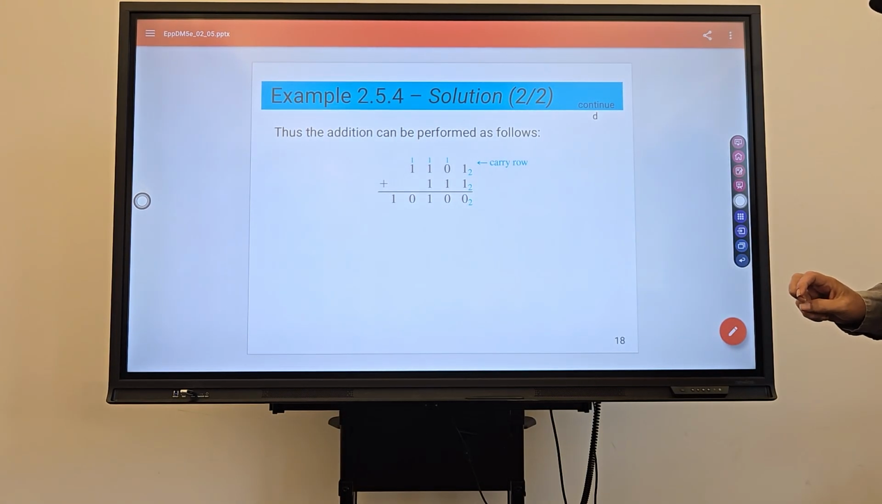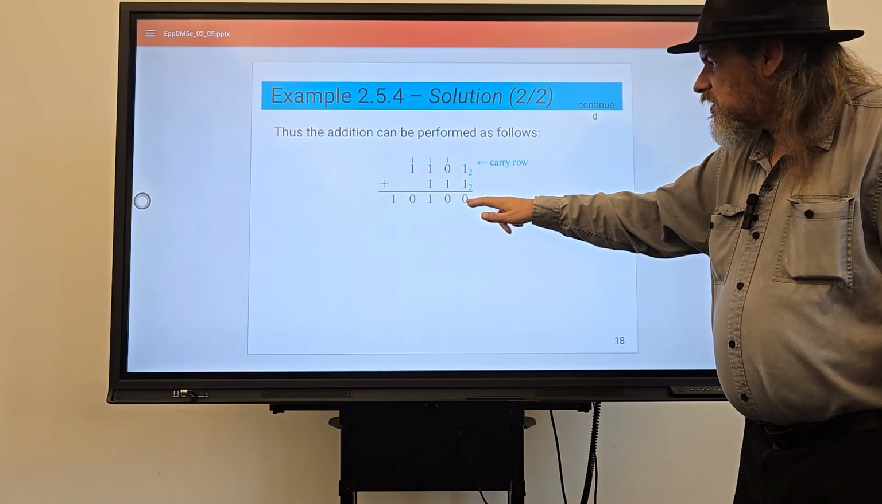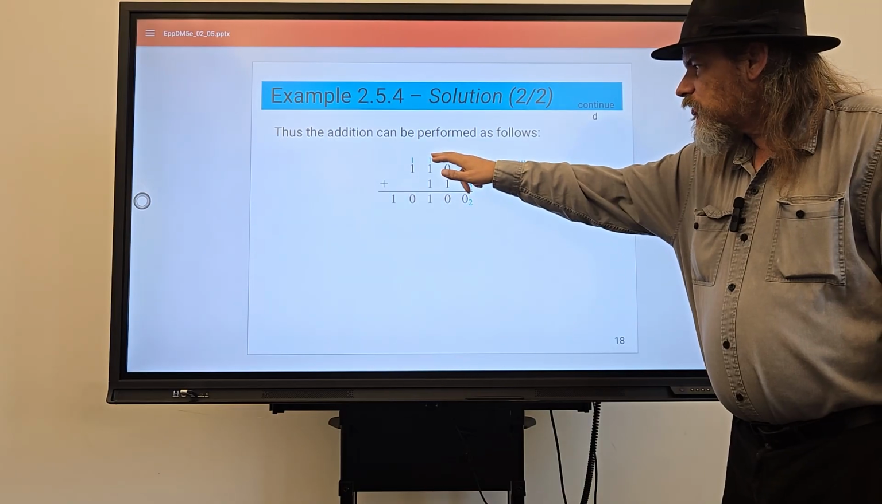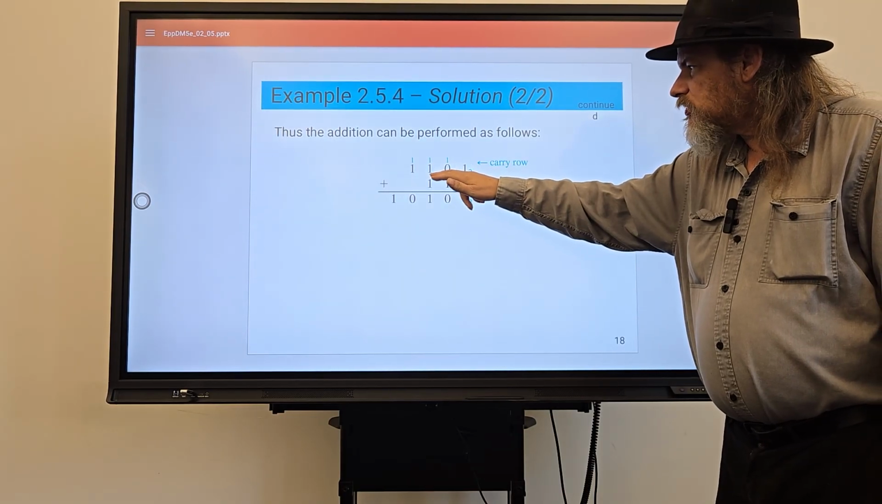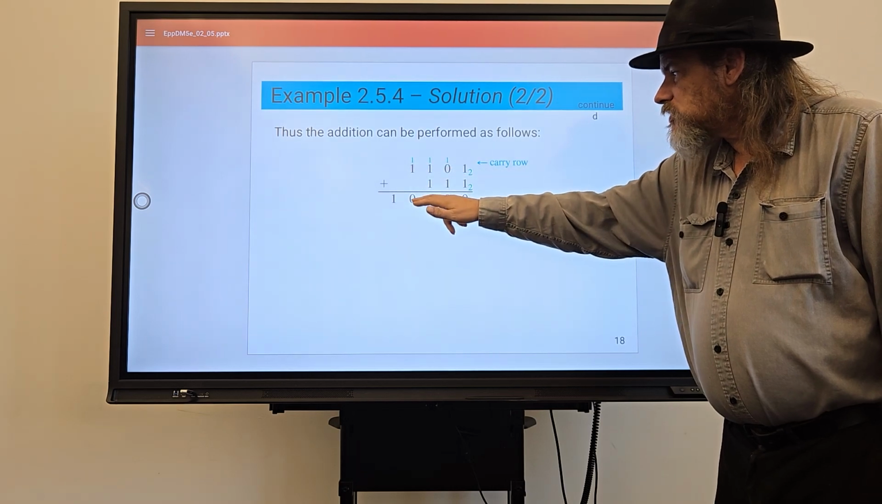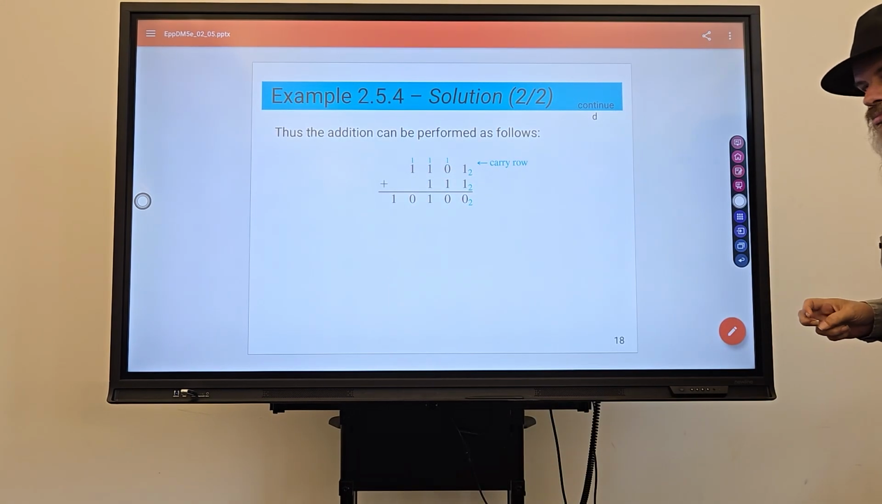Thus, the addition can be performed as follows. 1 plus 1 is 0, carry the 1. 1 plus 1 is 0, carry the 1. 1 plus 1 plus 1 is 1, carry the 1. 1 plus 1 is 0, carry the 1. There's your answer.